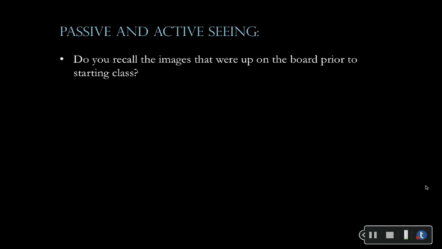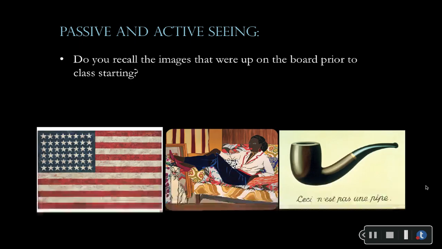Active seeing is a little different than that. Active seeing is when we actively look at something and engage with it in some way. We look for deeper meaning within something. We critically gaze at something and are really thinking about it, trying to pick up as much detail as possible and thinking about the context and implications of such an image. So these are two different ways of seeing.